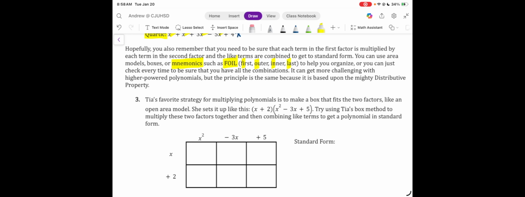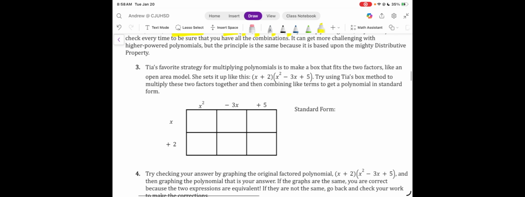Tia's favorite strategy for multiplying polynomials is to make a box that fits the first two factors like an open area model. So she sets it up like the way you see here. Here's your x plus 2 over here. And then she puts her x squared minus 3x.